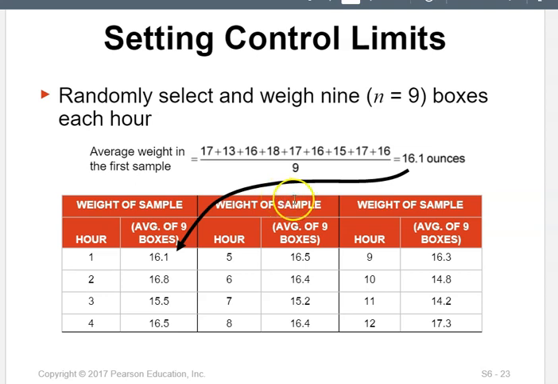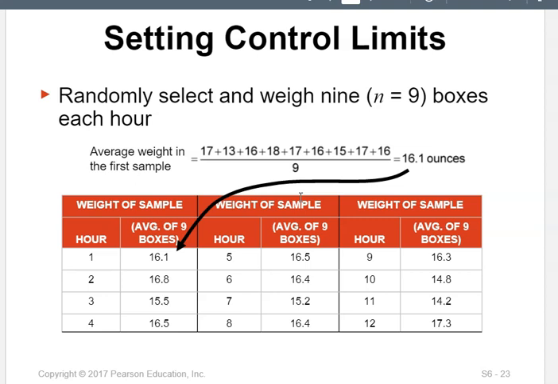Okay, so this is a numerical example. In this numerical example, we have randomly selected and weighed 9 boxes for each hour. So instead of days, where for each day we select samples, here we are taking samples every hour. So every hour, how many samples? 9 samples. So the sample size here is 9.